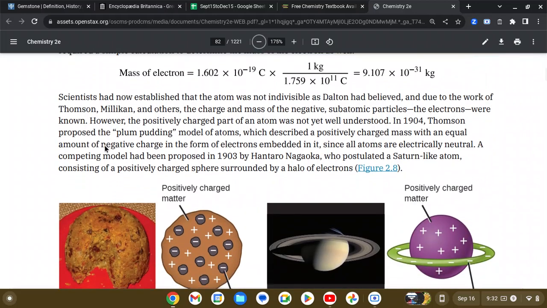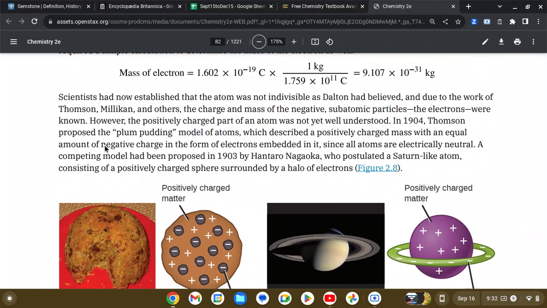Scientists had now established that the atom was not divisible, as Dalton had believed, and due to the work of Thomson, Millikan, and others, the charge and mass of the negative subatomic particles, the electrons, were known. However, the positively charged part of an atom was not yet well understood.